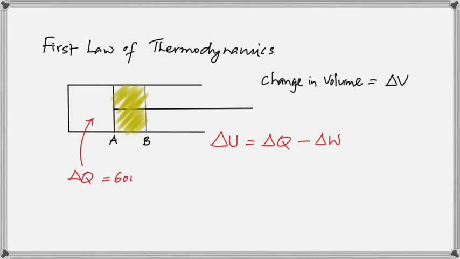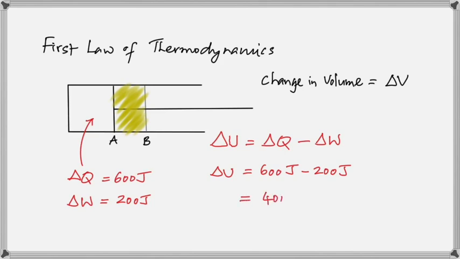So as an example, if delta Q is 600 joules and the work done by the system is 200 joules, delta Q here is the heat entering, so that's plus 600 joules, and delta W is the work done by the system, which is again positive 200 joules. So when you substitute into this equation, you're going to get positive 600 minus positive 200. So that's 600 minus 200, which is 400 joules.